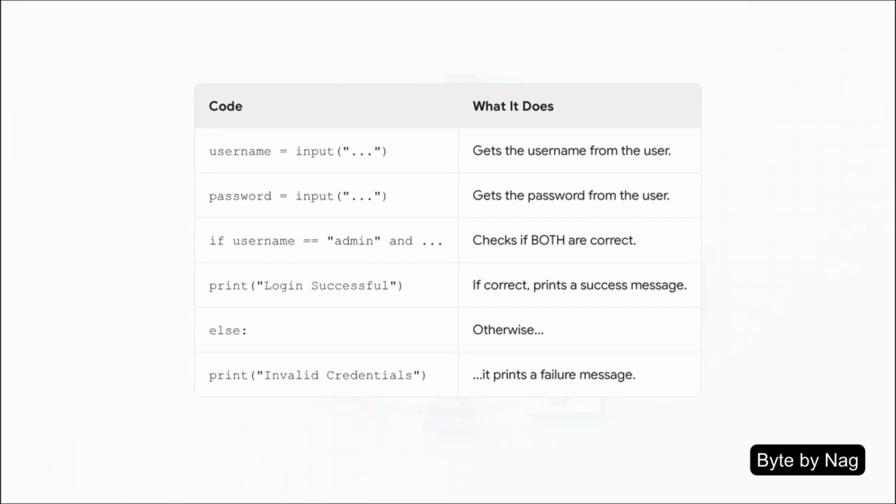And here's the code that pulls it off. We use input twice to get the info and store it in our variables. Now look closely at that if statement. See the double equals sign, equals equals? This is super important. A single equals puts something in a box. A double equals asks if two things are the same. It compares them. And that little word and means that both of these things have to be true. The username has to be admin and the password has to be 1234. If even one is wrong, the whole thing is false and it jumps to the else block.